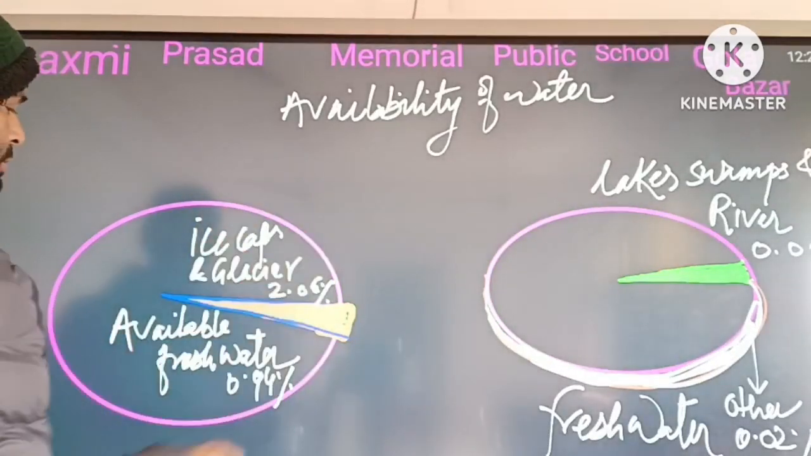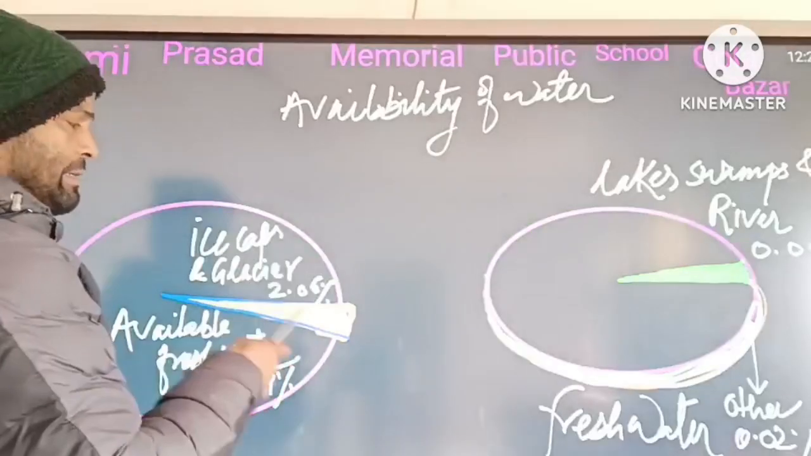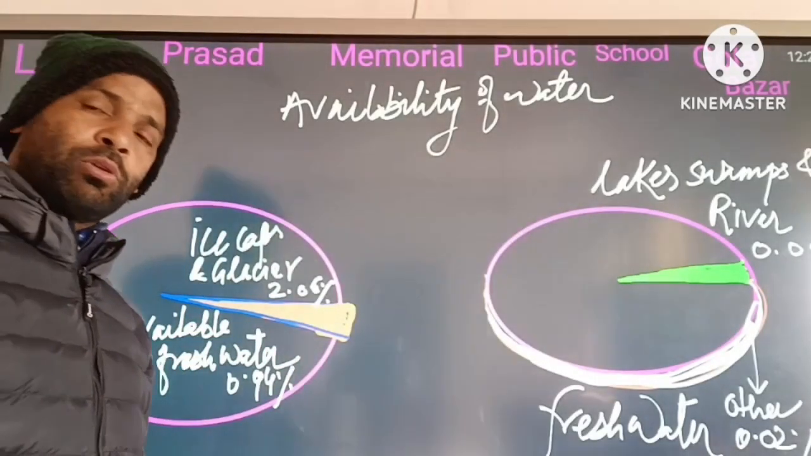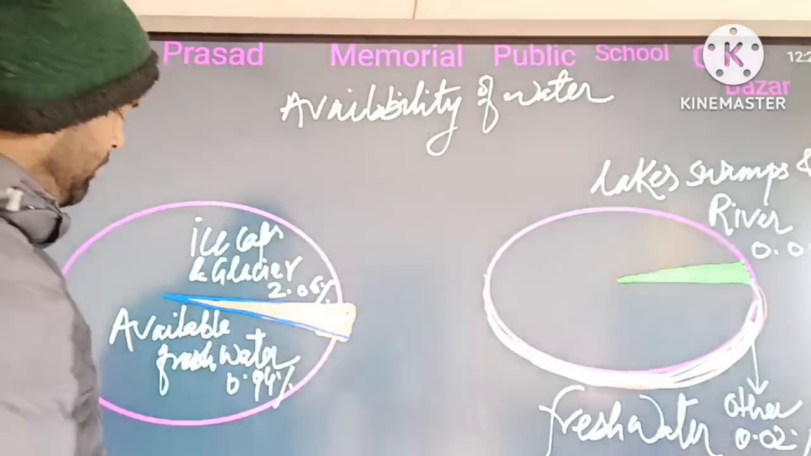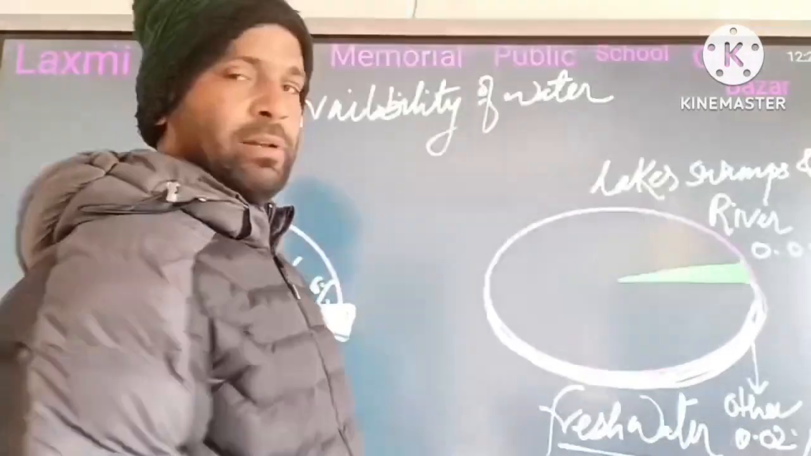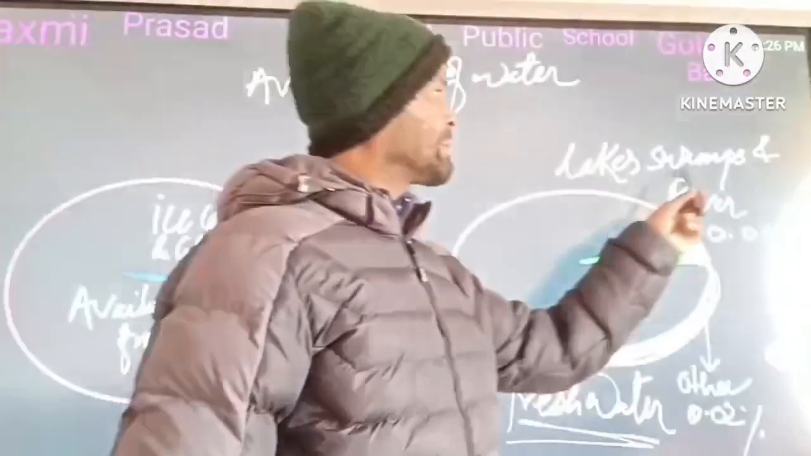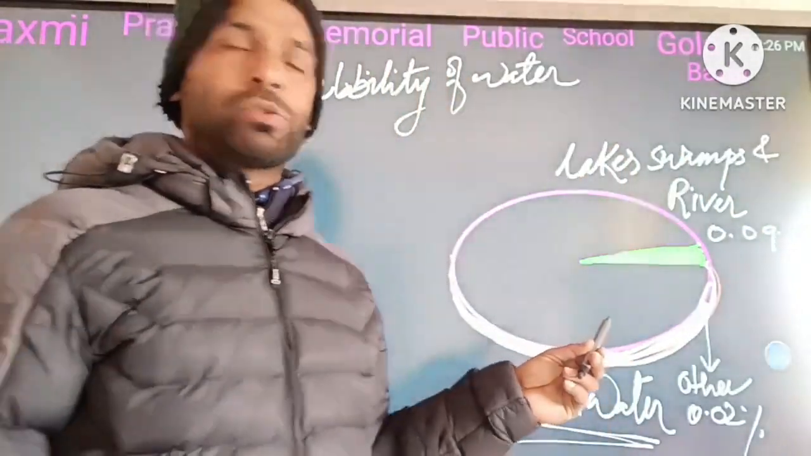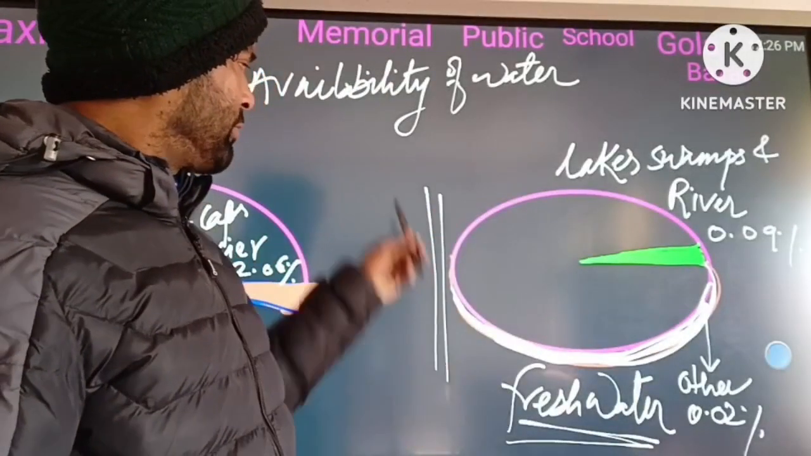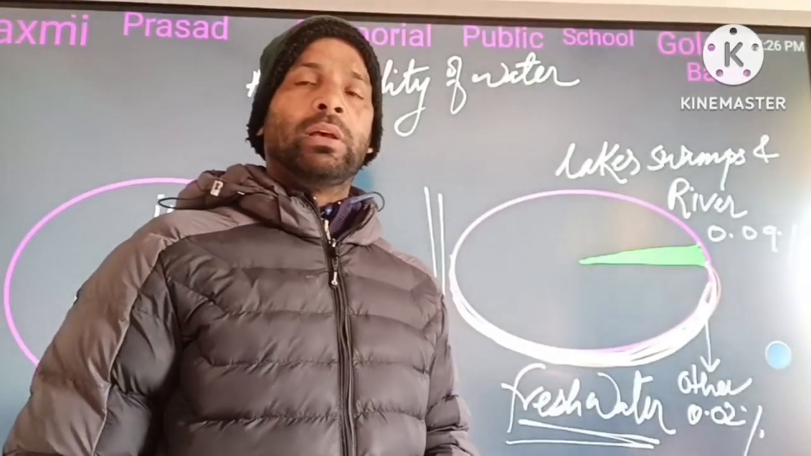That is all about the water present, in which the ice caps and glaciers have 2.06%, and the availability of fresh water is about 0.94%. In the total fresh water which is approximately consumable, you can see a chart in which lakes, swamps and rivers contain 0.09% and the other 0.02%. This is the amount of fresh water, and this is all the forms of water which are consumable.